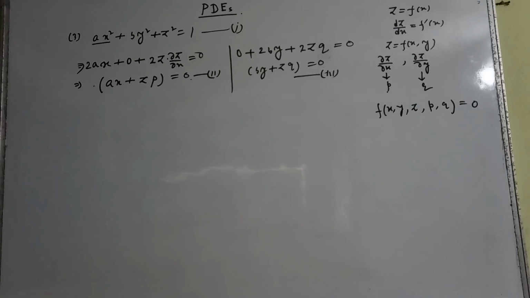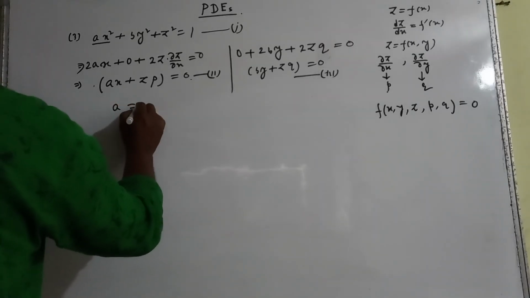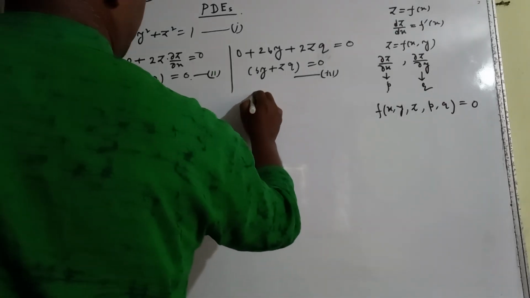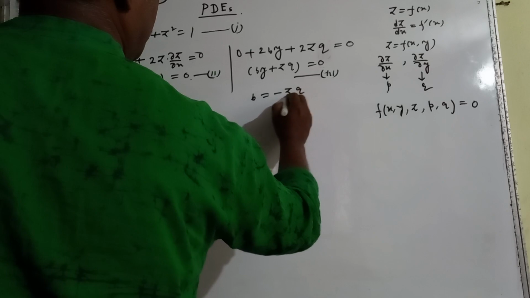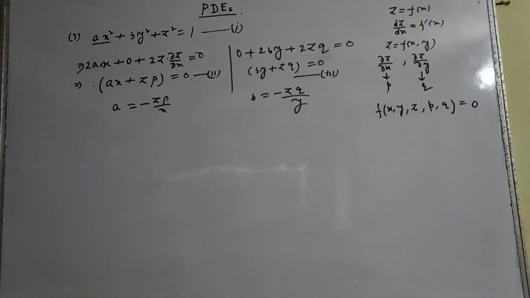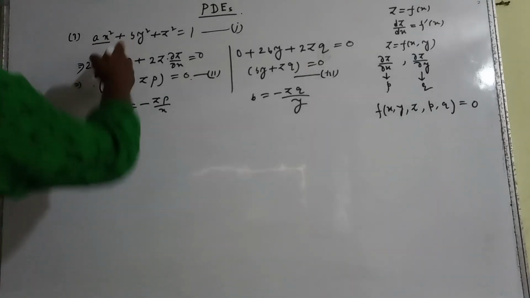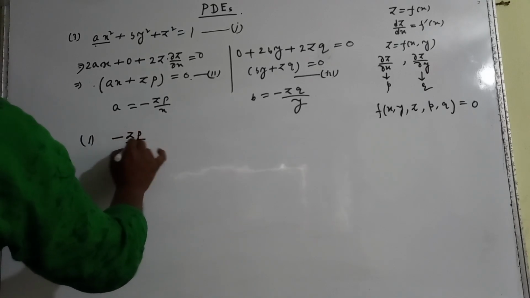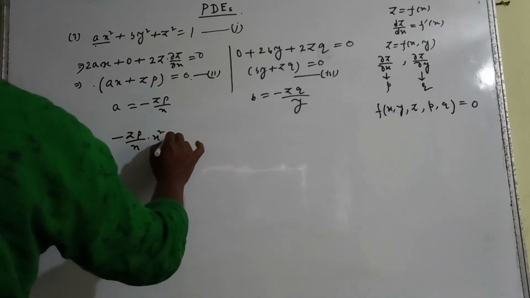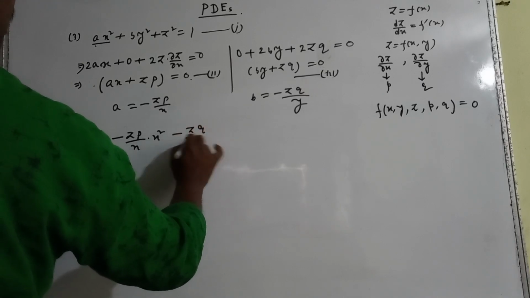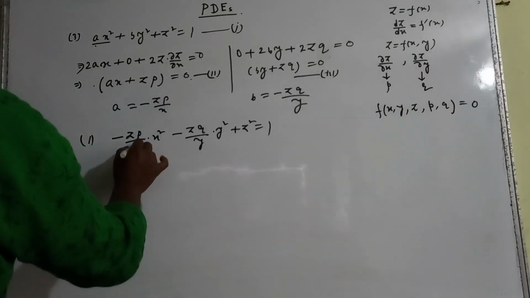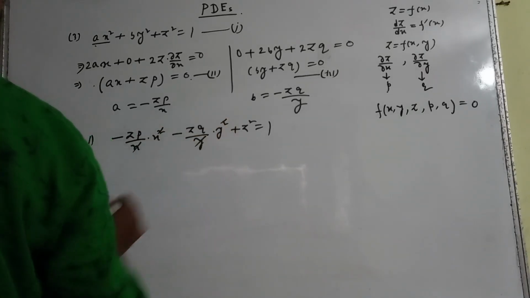From 2, we can get a equal to minus zp by x. We can get b from here, minus zq by y. Now we substitute the value of a and b in 1. For a in 1, we write here zp by x into x square, and b means zq by y into y square, plus z square equals to 1. The x cancels, the y cancels.